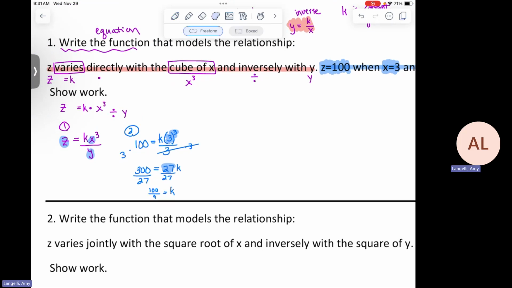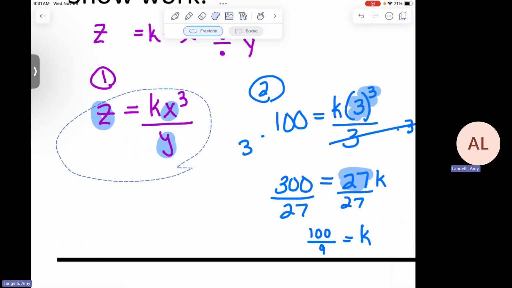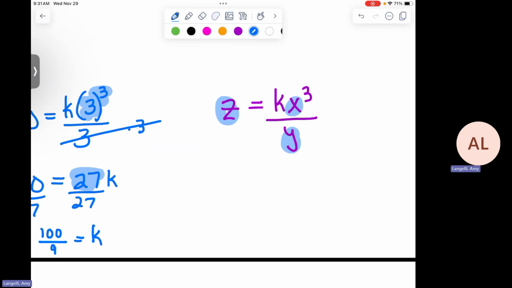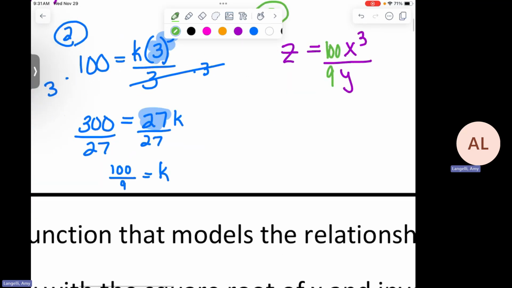The equation comes from step 1. But what do you guys think I do with K? Substitute in what? What do we get for K? Yep. No, because that's a great question. You can't use a decimal because mathematically speaking, you can't leave a decimal in a fraction. That would be considered something called a complex fraction, which is not allowable in math. So I replaced K with 300 divided by 27, which enters where the 100 over 9 came from.